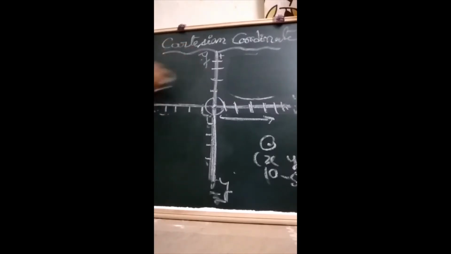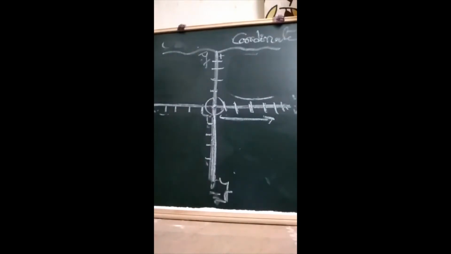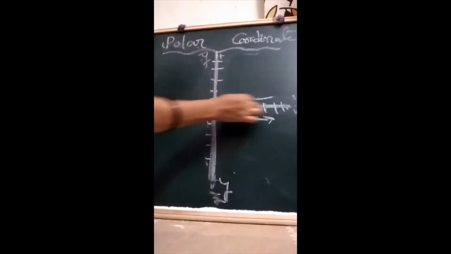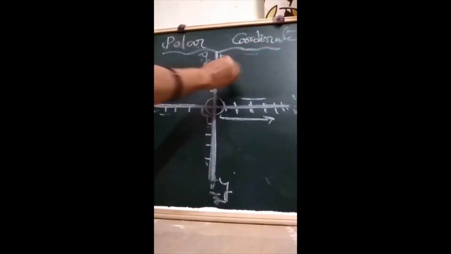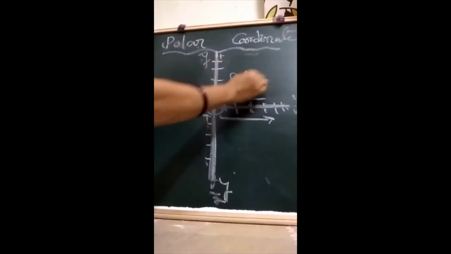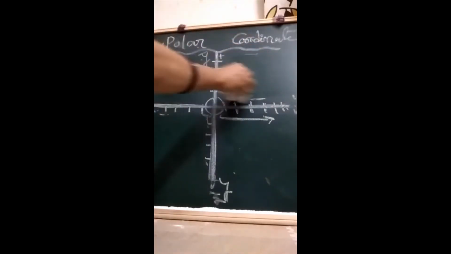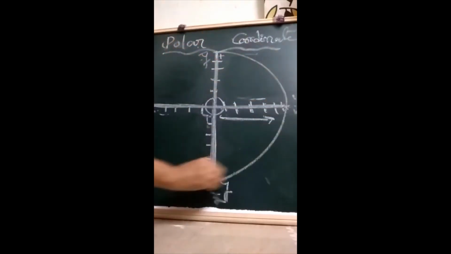Now come to the polar coordinate system. In the polar coordinate system, the intersecting point of the y-axis and x-axis is called the origin or pole. Instead of origin, it's called the pole. And in the polar coordinate system, it looks like a circle shape.